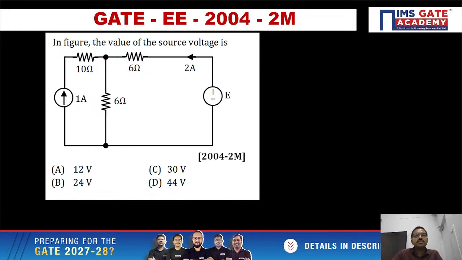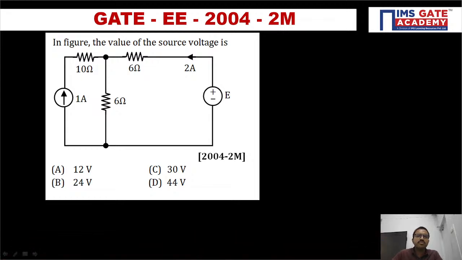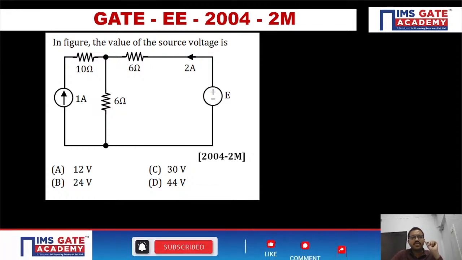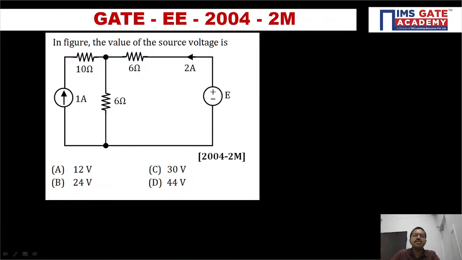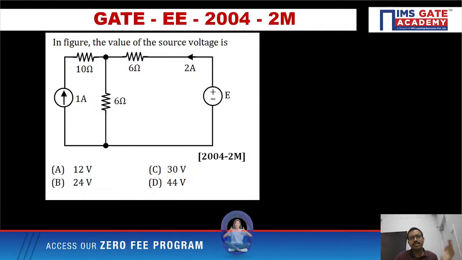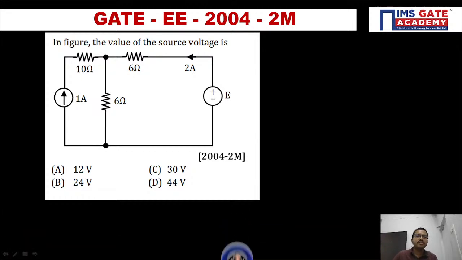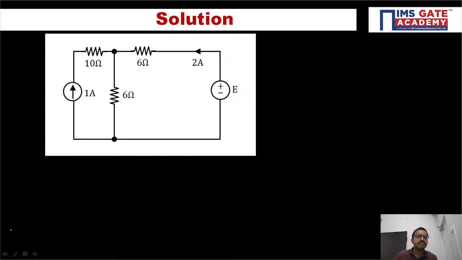In this question you have to find the voltage source value, that is E. Now all of you look at the circuit. What is the first step while solving this question? See here, a 1 ampere current source is there on the left hand side, and 2 ampere current is flowing. Now you can apply KCL.